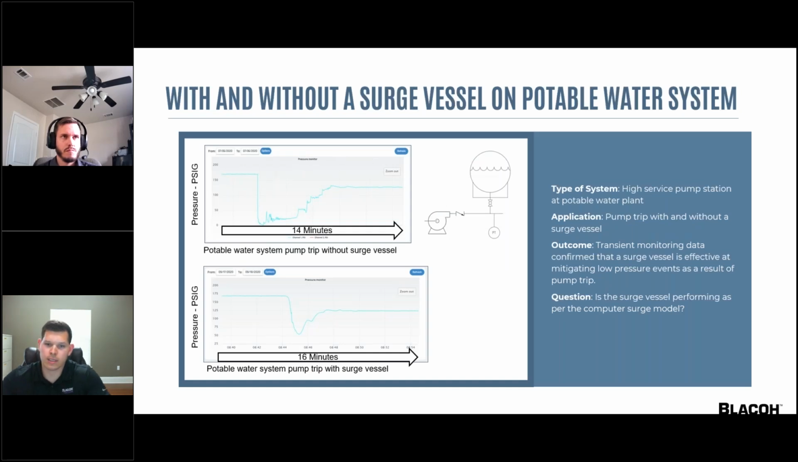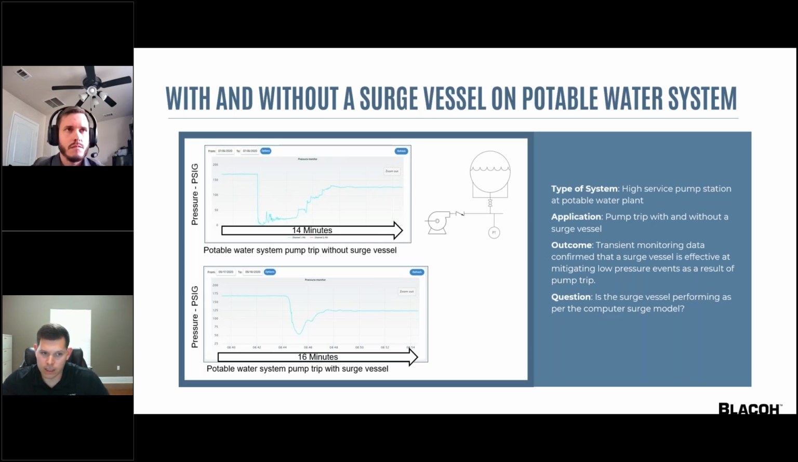Okay, this example is interesting because it's comparing data with and without a surge vessel during a pump trip scenario. This is a high service potable water plant, and it has a very large centrifugal pump. The sensor is installed downstream of that check valve at the base of the tank. We can see the data on top, which is without protection, and that went to 0, and it took several minutes to return to static pressure.